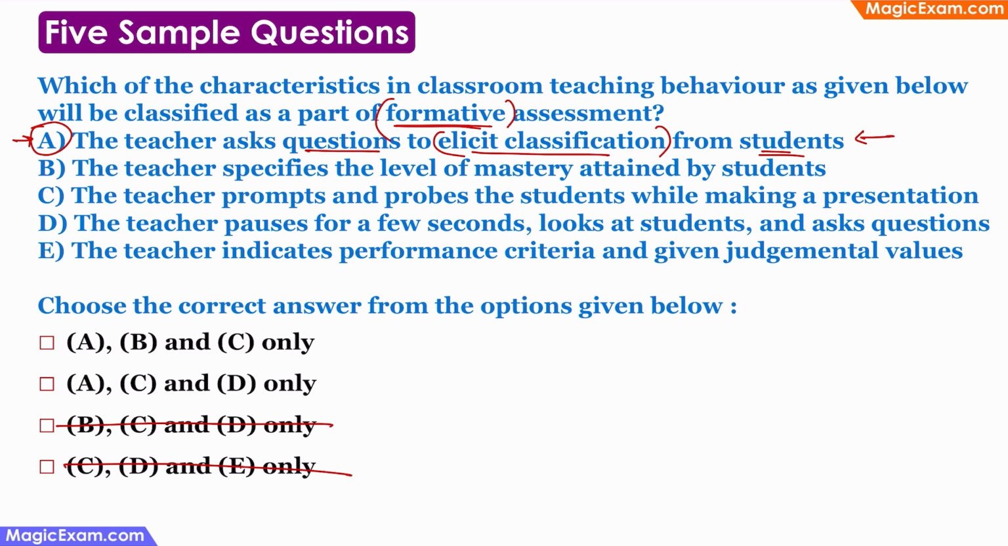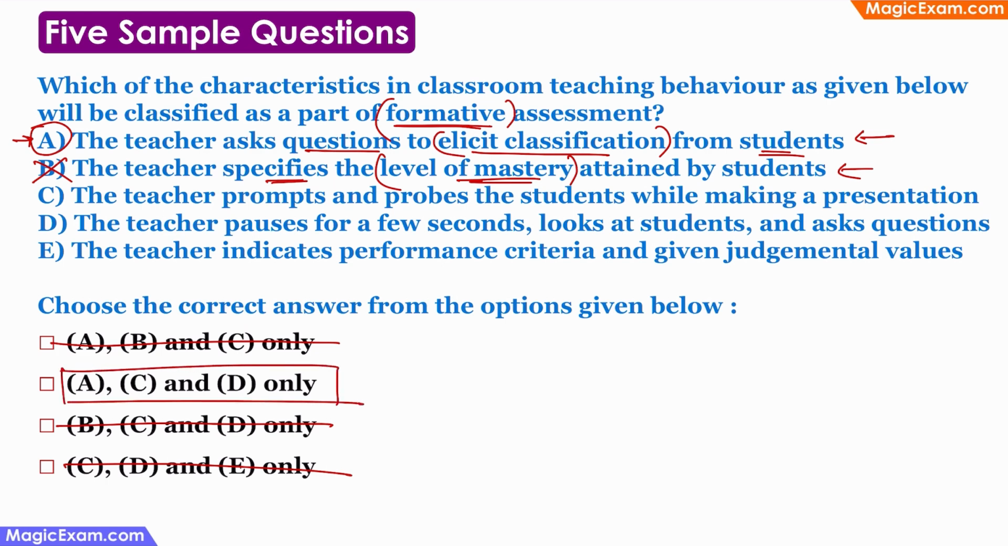Next, B is the teacher specifies the level of mastery attained by the student. Now level of mastery means you are doing a summary assessment. Are you pass? Are you fail? If you are passed, then what is your rank? So you are doing summary assessment here. This is not formative assessment. Therefore the correct answer should not have B in it. And because option 1 has B in it, we can eliminate it. So which leaves us with only one option, that is option 2.